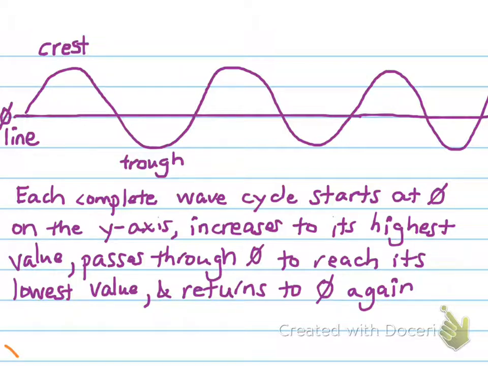So every wave cycle starts at 0. So here's my starting point on the y-axis. It increases to its highest point, passes back through 0 to reach its lowest value, and returns to 0 again. So that is a complete wave cycle. So on this one, I actually have 3 wave cycles drawn.